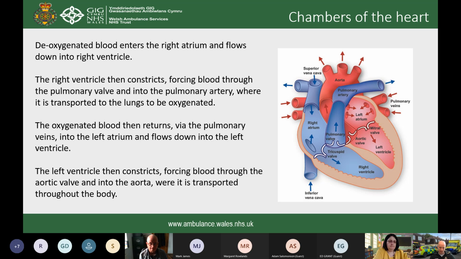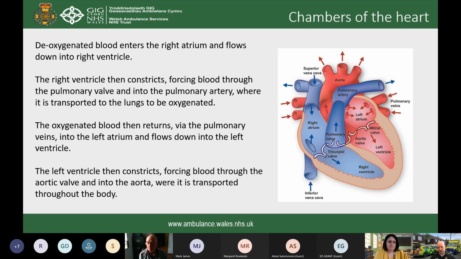Nice and simple. Really good piece of muscle, really. If you clench your fist, that is the size of your heart. So the muscle of your heart is keeping you alive, and it's doing all of that. It's a really good organ, and it does so much. So the basics of it is the right hand side deals with the deoxygenated blood, the left hand side deals with the oxygenated blood, and that's what's happening.